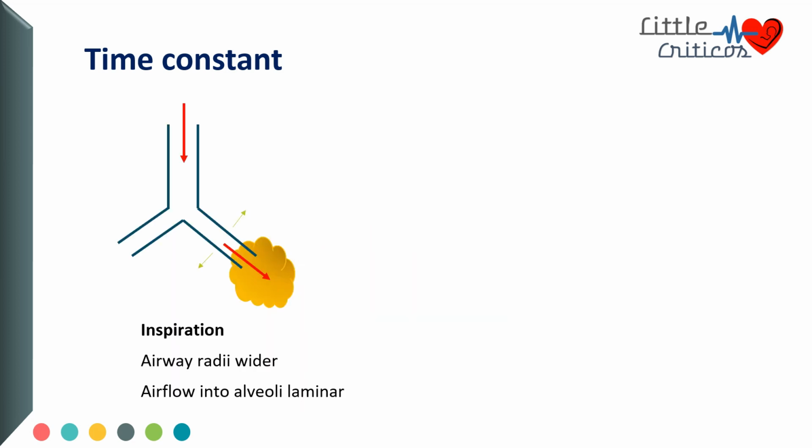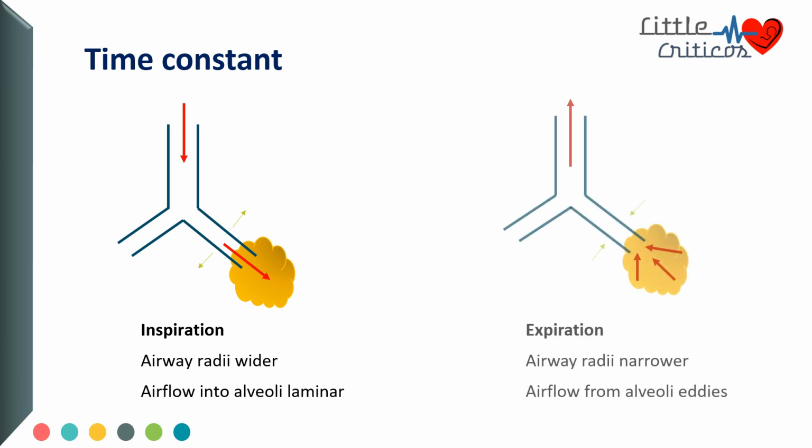During inspiration, the airway radius is wider and the airflow is laminar. At the time of expiration, the airway radius narrows and the airflow from the alveoli tends to eddy. This can lead to turbulence. Turbulence leads to increase in airway resistance. Hence, inspiratory time constant is always lesser than expiratory time constant in a normal child.